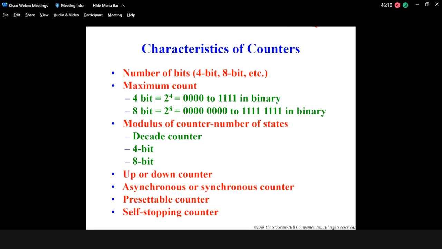And then they have a modulus of counter, the number of states, whether it is a decade counter, counting to 10, or a 4-bit counter, or an 8-bit counter. We can also choose an up or down counter, whether it is an asynchronous or synchronous counter. We can also set a presettable counter, and also a self-stopping counter.